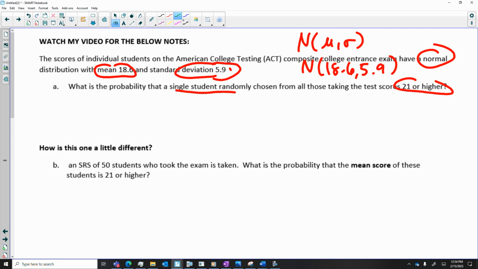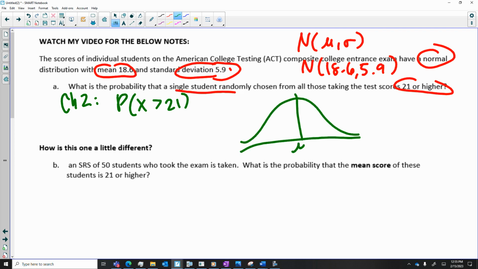So this is actually a chapter 2 question, and I'm hoping that you were thinking, oh, I'm going to do the probability that x is greater than 21. I'm going to draw my bell curve. In the middle, I'm going to put my mean, 18.6, and then I'm going to shade to the right of x equals 21, and I'm going to do normal CDF or the z-score. So I'm going to show you both.